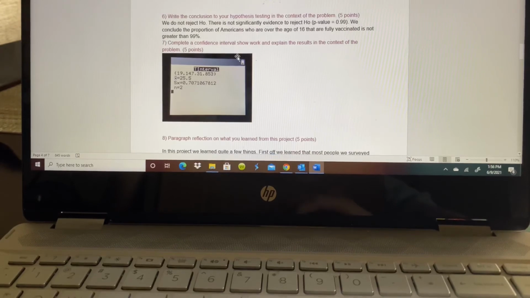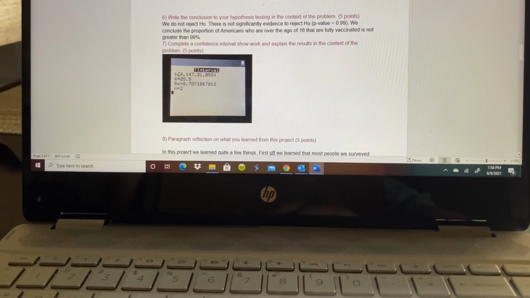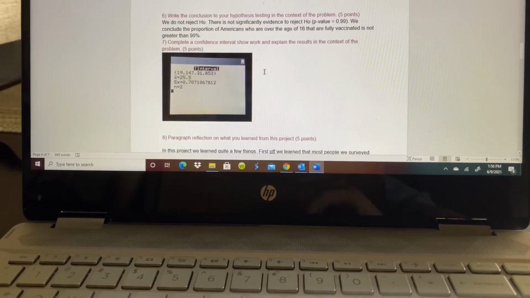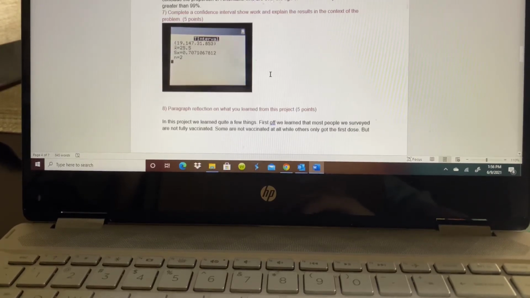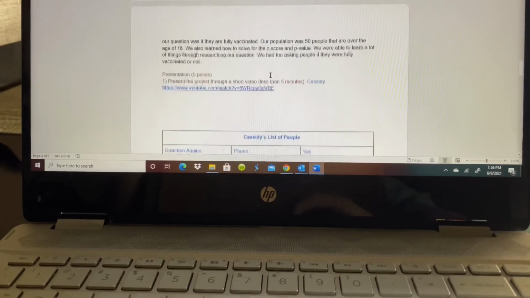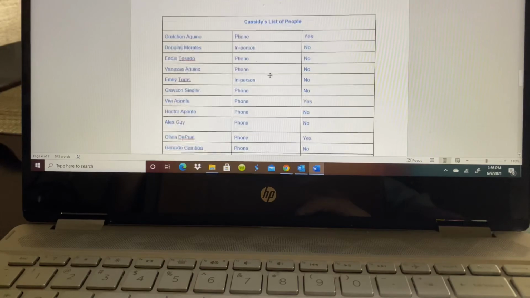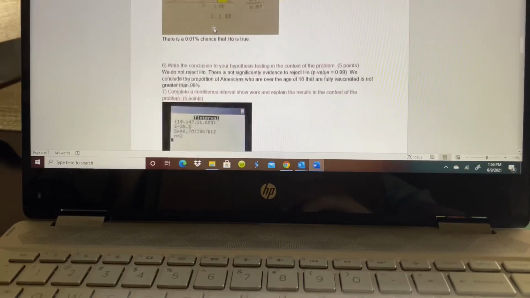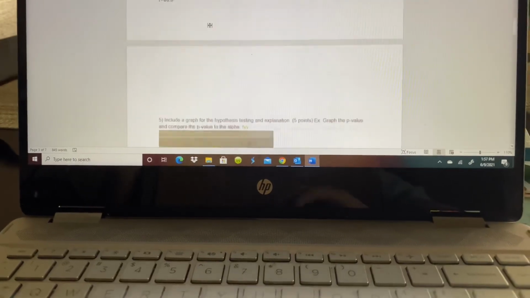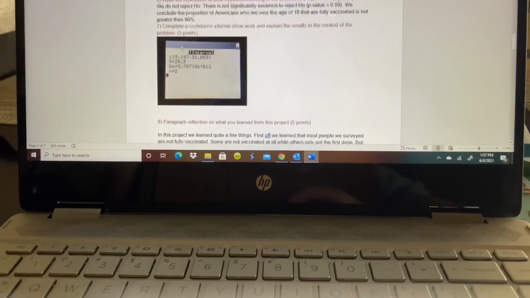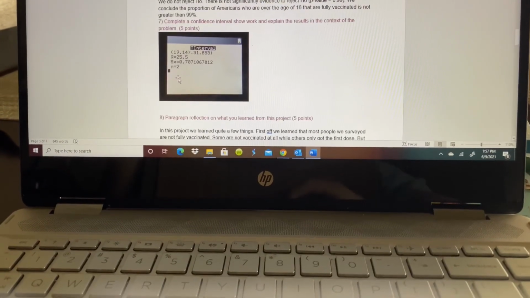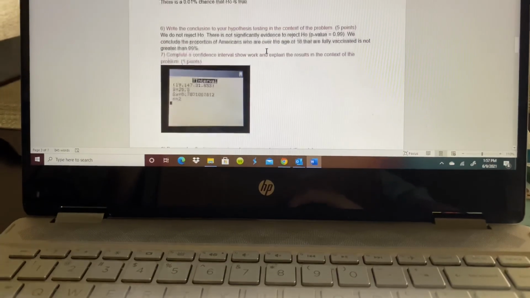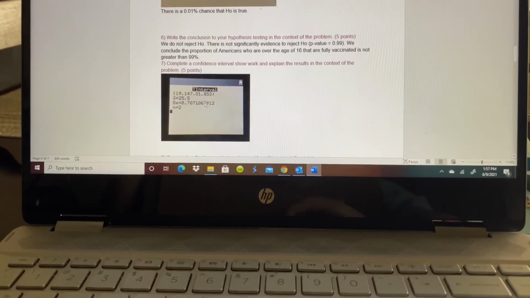Going over here, we do the interval, which you can do on your calculator. And then we just did a paragraph reflection, which we don't need to go into too much. So hopefully this helped you guys. If you want to know about the calculator, you'll have to look a video up on that because I don't have my calculator with me, so I won't be able to explain it to you guys.